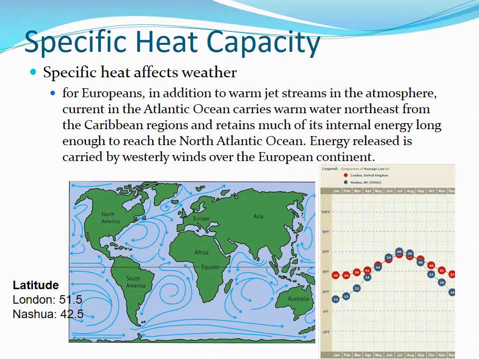Specific heat affects weather. For Europeans, in addition to warm jet streams in the atmosphere, a current in the Atlantic Ocean carries warm water northeast from the Caribbean regions and retains much of its internal energy long enough to reach the North Atlantic Ocean. Energy released is carried by westerly winds over the European continent, keeping it warm in the winter and cool in the summer. London is farther north than Nashua, but has milder winters and cooler summers.